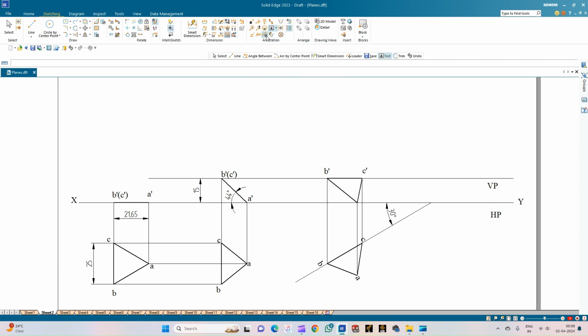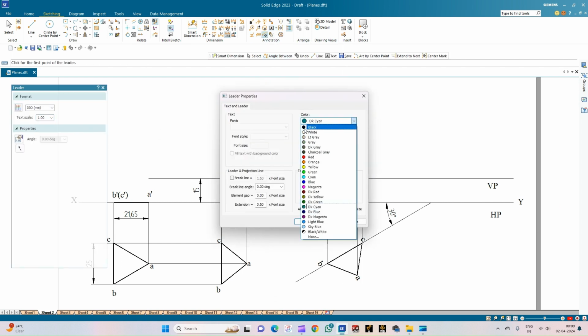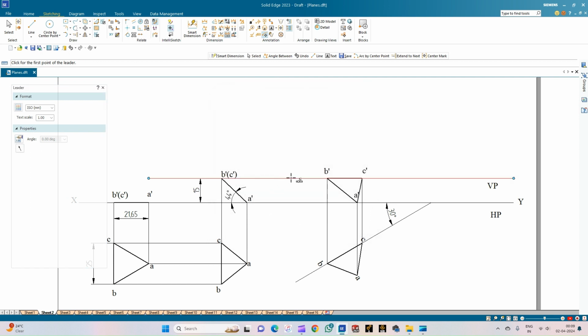Before we end up, we shall indicate the directions of the projection lines by using the leader option. So this is the direction of the projector line in this direction, and then we have taken the projector upwards in this position and downwards in this position, and then from LHS to RHS, and here also it is upwards. So this is how we indicate the direction of the projection lines.